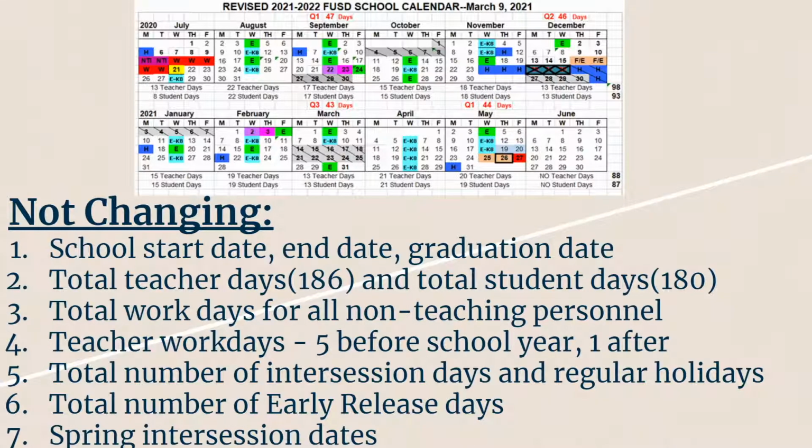Our total number of intercession days and regular holidays are staying the same. And our total number of early release days for professional development are staying the same as well. And our spring intercession break dates are staying the same.